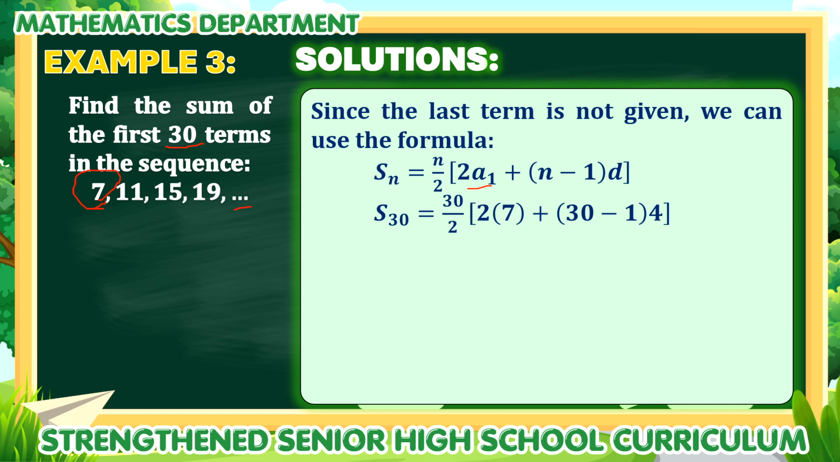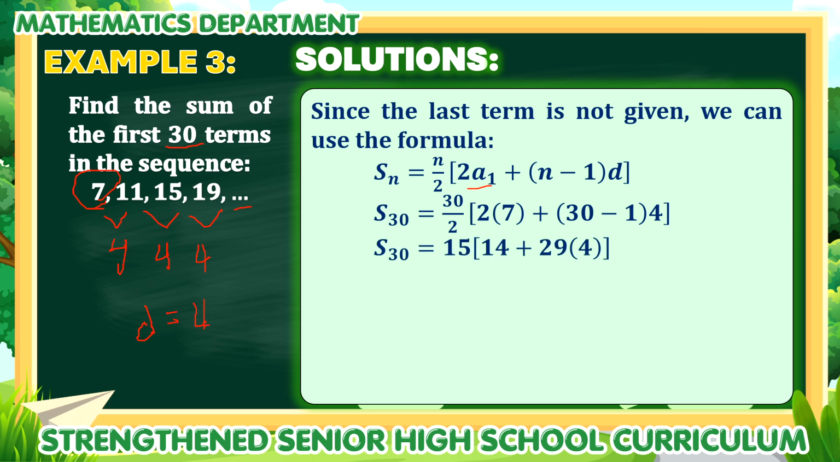To obtain our common difference, we just have to subtract our consecutive terms. So 11 minus 7 gives us 4, 15 minus 11 gives us 4, and 19 minus 15 gives us 4. So therefore, our value of d, or our common difference, is equal to 4. And then after that, we'll have to simplify this one.